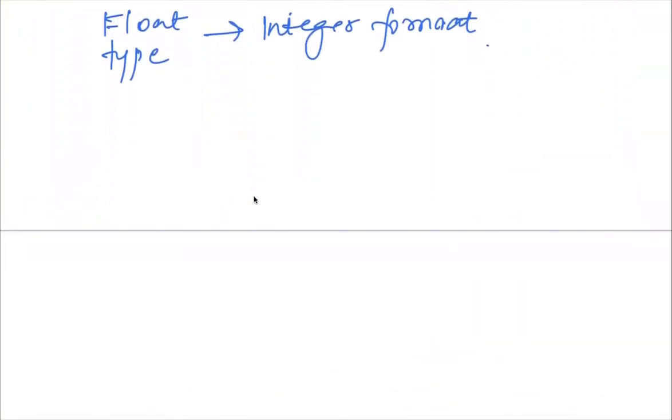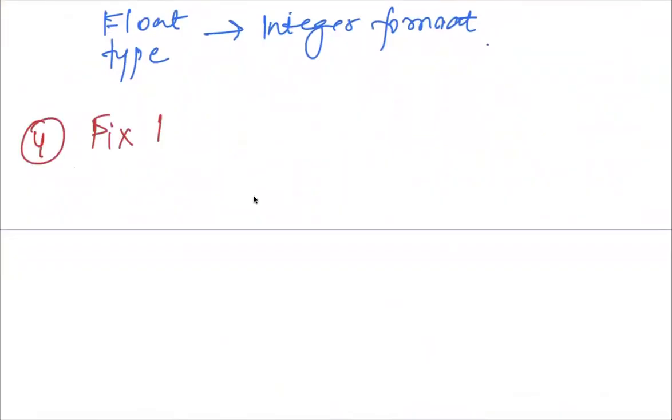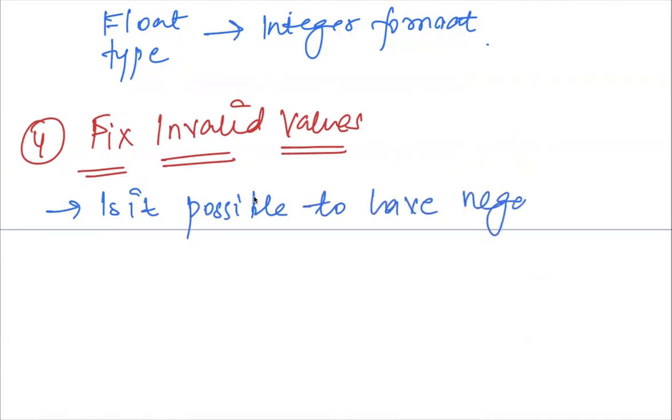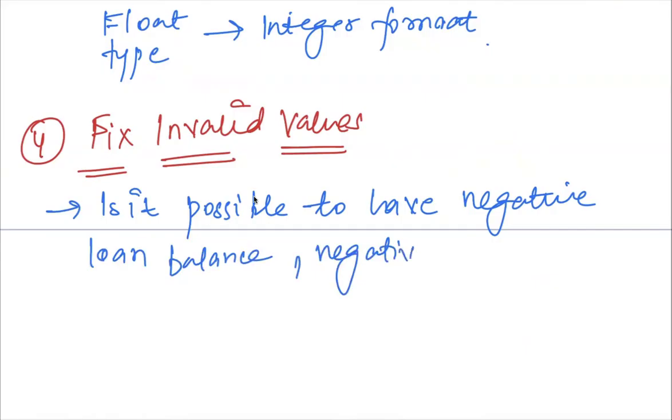Now the fourth thing that you will do in data cleaning is to fix the invalid values. A lot of times, logically something does not make sense. Please tell me, is it possible to have negative interest? Is it possible to have negative loan balance, or negative interest rate? The answer is no, it is not possible.